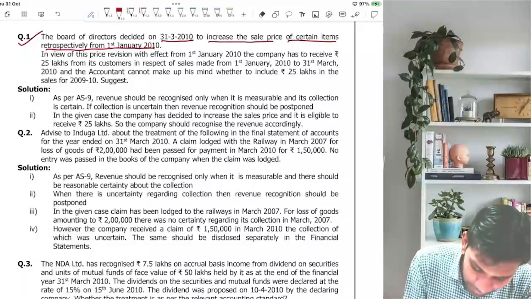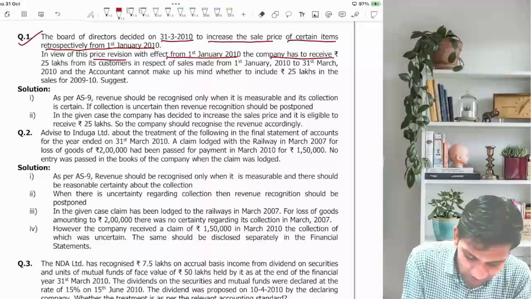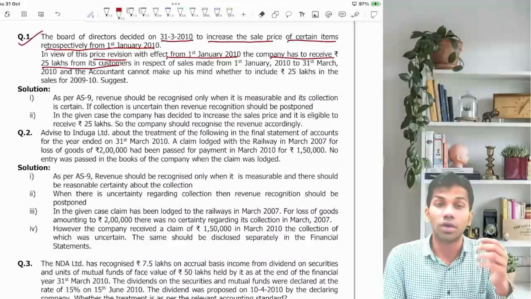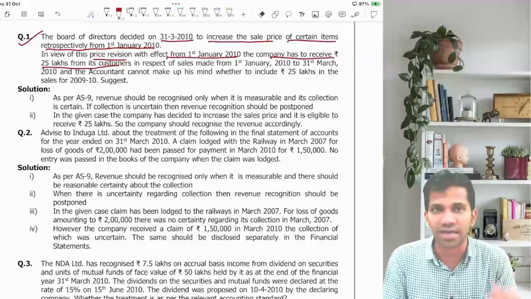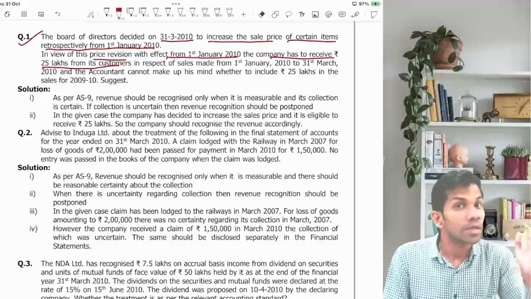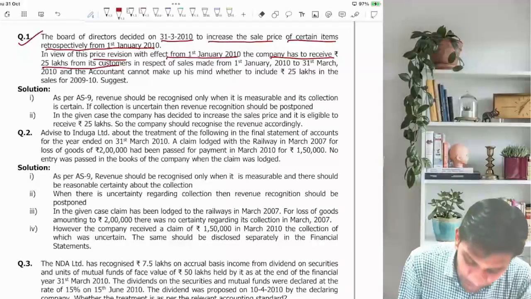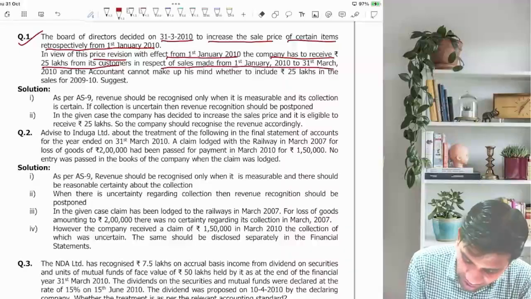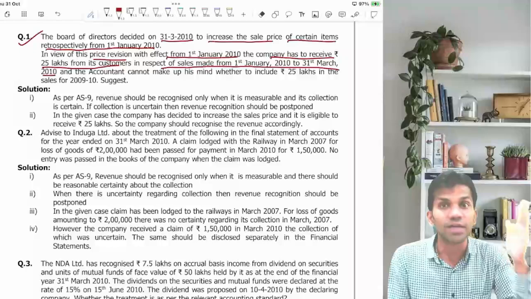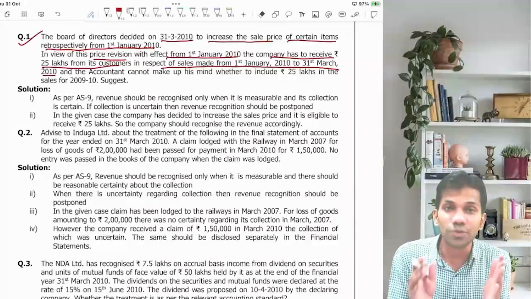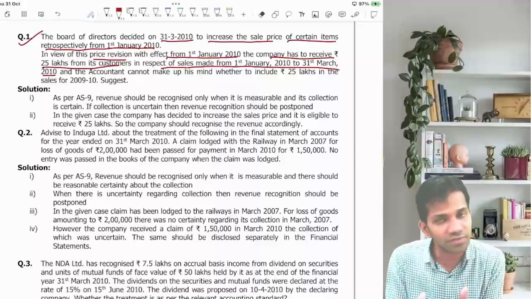that is from 1/1/2010. In view of this price revision with effect from 1st Jan 2010, the company has to receive rupees 25 lakh from its customers. So, due to this new policy introduced by the company to increase the selling price not from the current date but from the past 3 months, the company is eligible to receive rupees 25 lakh from its customers due to the increased selling price in respect of sales made from 1st Jan 2010 to 31st March 2010.